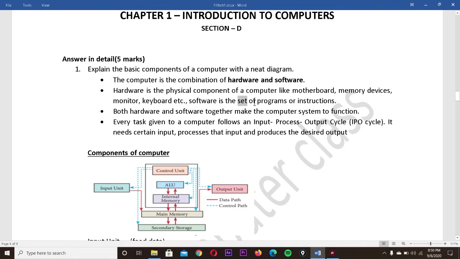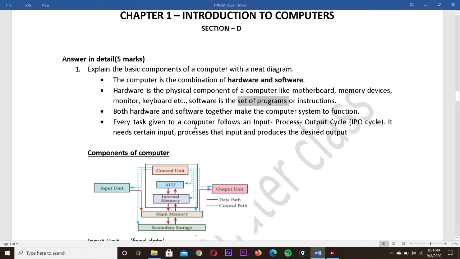Software is a set of programs, okay. Whichever word I'm highlighting, that is the keyword you must write. So software is a set of programs, hardware is the physical parts. Both hardware and software together make the computer system function. So we should have both hardware as well as software.